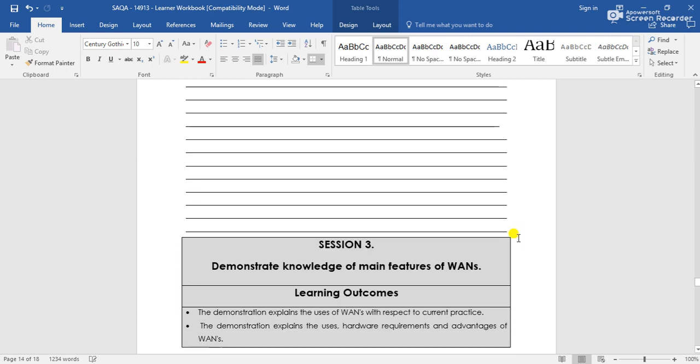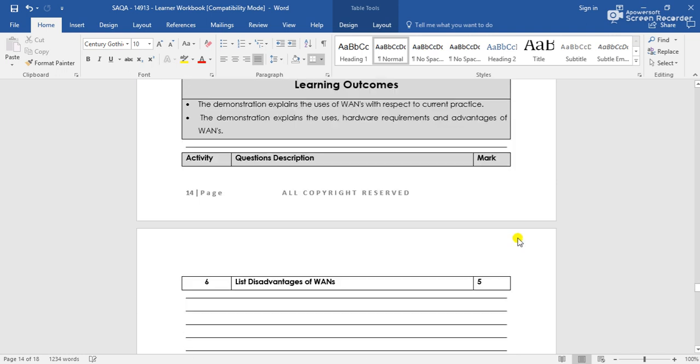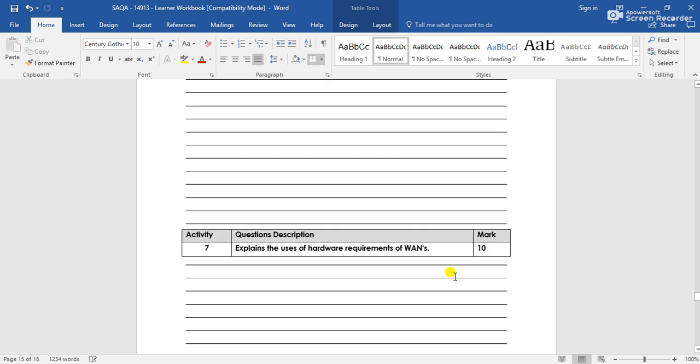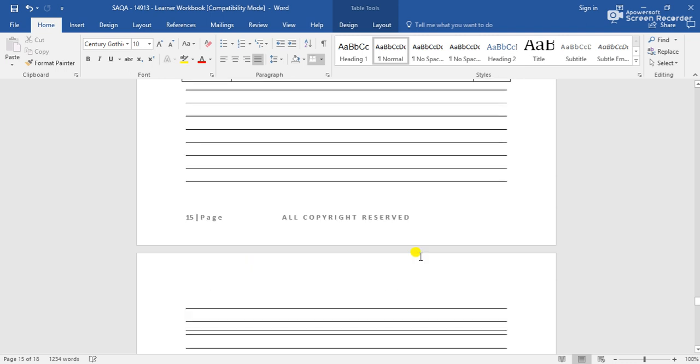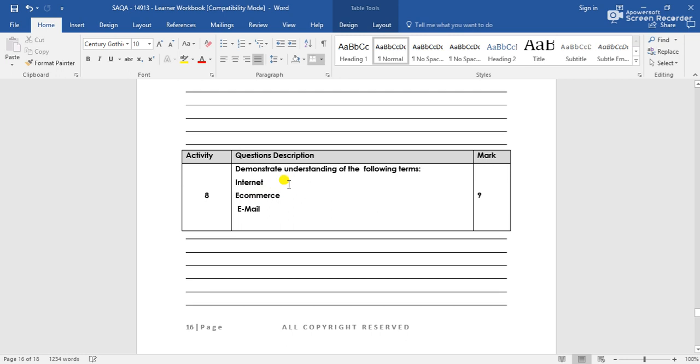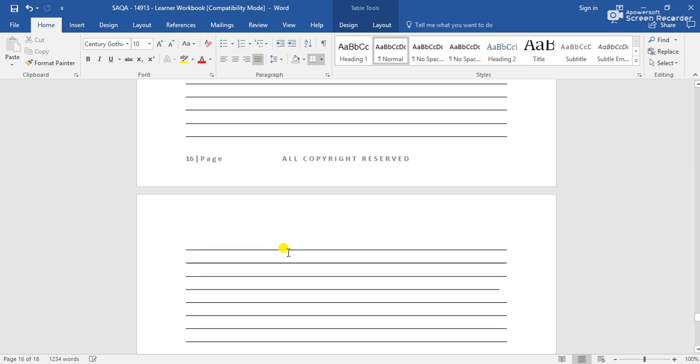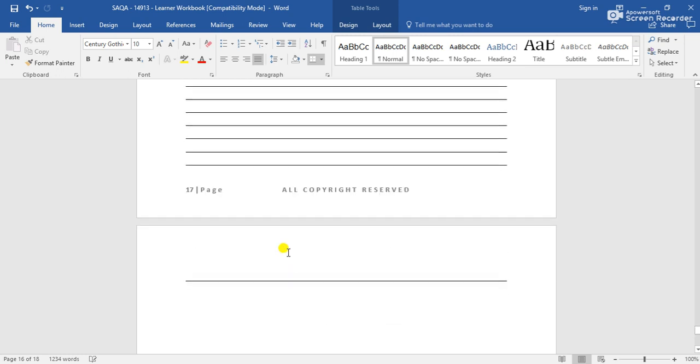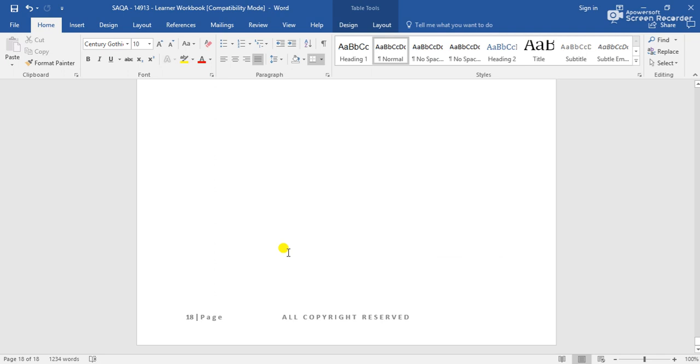And session 3, we've got activity 6, you need to list the disadvantages of a WAN for 5 marks. And activity 7, you need to explain the uses of hardware requirement of WAN, which is for 10 marks. Activity 8, you need to demonstrate understanding of the following terms: internet, e-commerce, email for 5 marks. And that is our last activity.